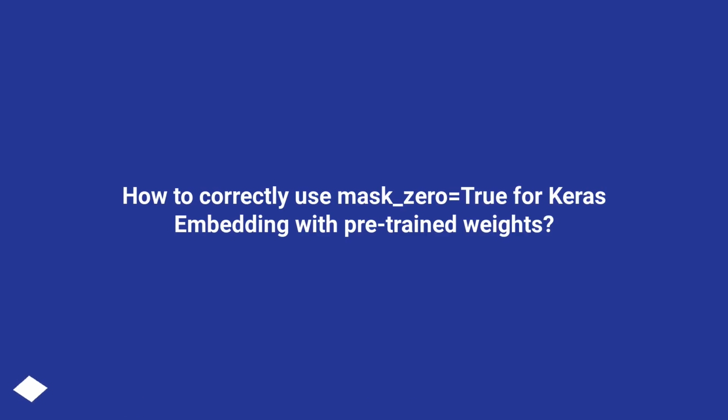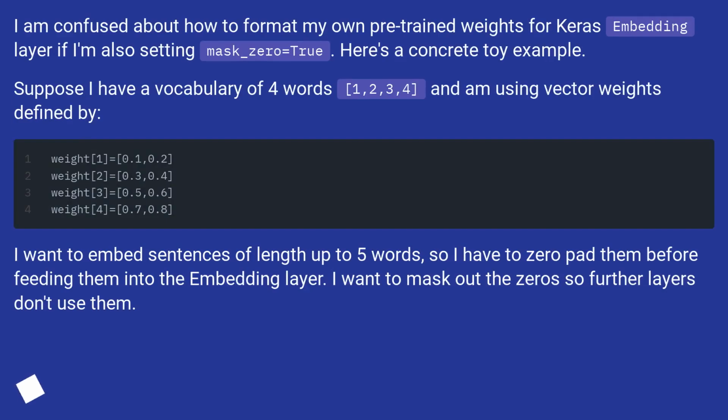How to correctly use mask_0 equals true for Keras embedding with pre-trained weights. I am confused about how to format my own pre-trained weights for Keras embedding layer if I'm also setting mask_0 equals true. Here's a concrete toy example.